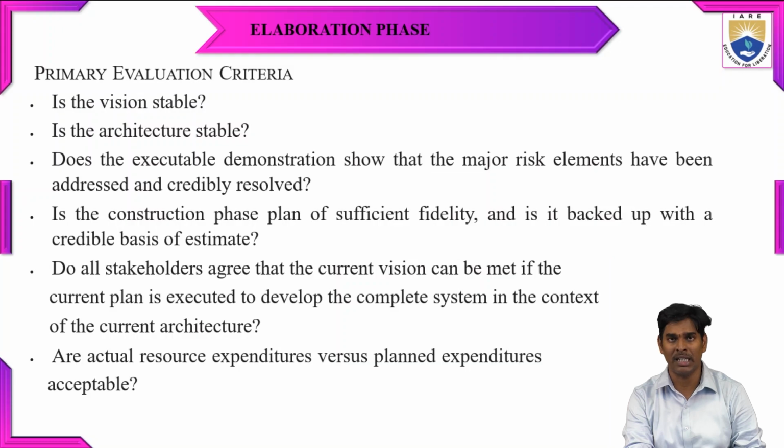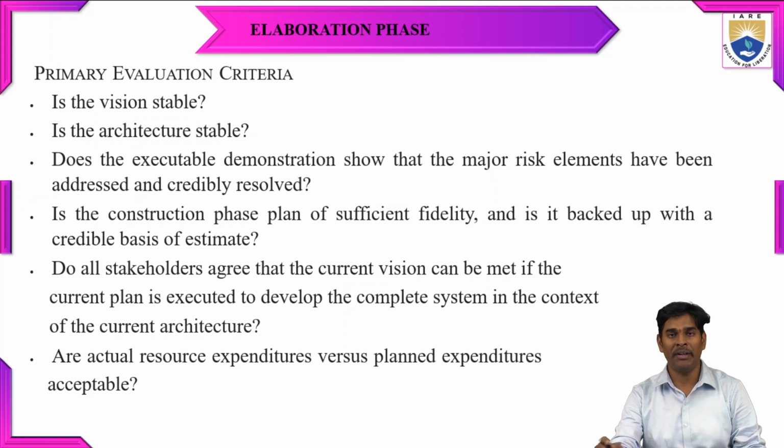So while they're designing the architecture, as I told, the person has to give the executable demonstration to the stakeholders or the investor. Okay, so the investor or the stakeholder will think about whether this will be applicable to the vision or not. If the current plan meets the vision and the development of the complete system for the current architecture or not, they will be thinking about whether this architecture will meet the requirements of the components or not. So, are actual resource expenditures versus planned expenditures acceptable?